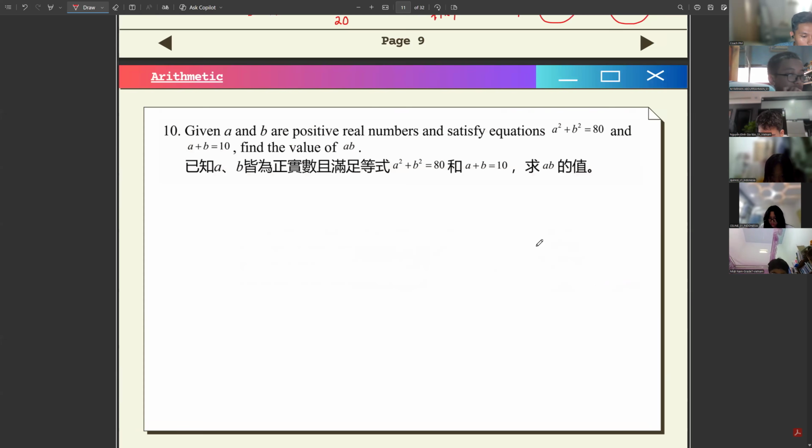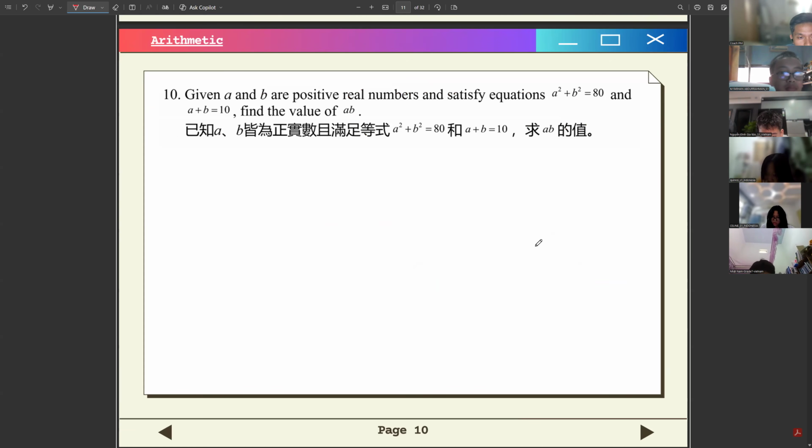Number 10. Given A and B are positive real numbers and satisfy equations A squared plus B squared is equal to 80 and A plus B is equal to 10, find the value of AB. So if you recall, we have this algebraic identity.